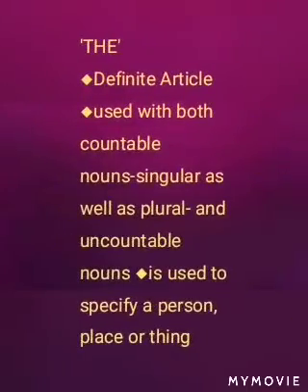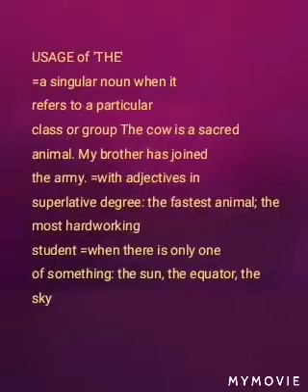The, that is the definite article. It is used with both countable nouns, singular as well as plural, and uncountable nouns. It is used to specify a person, place, or thing. Now, when to use the article the? With a singular noun when it refers to a particular class or group. The cow is a sacred animal. Over here, cow stands for the class. So, the cow. My brother has joined the army. The army stands for a class, a group.